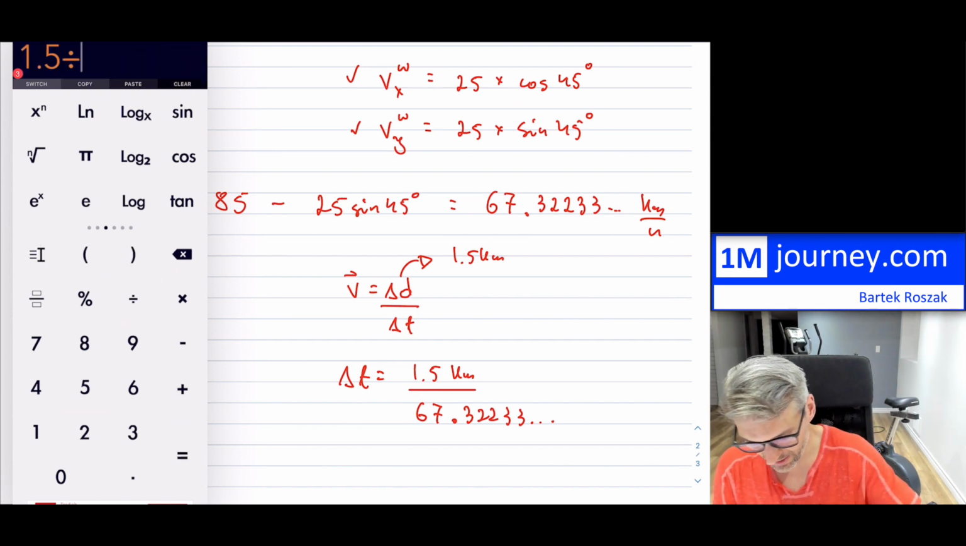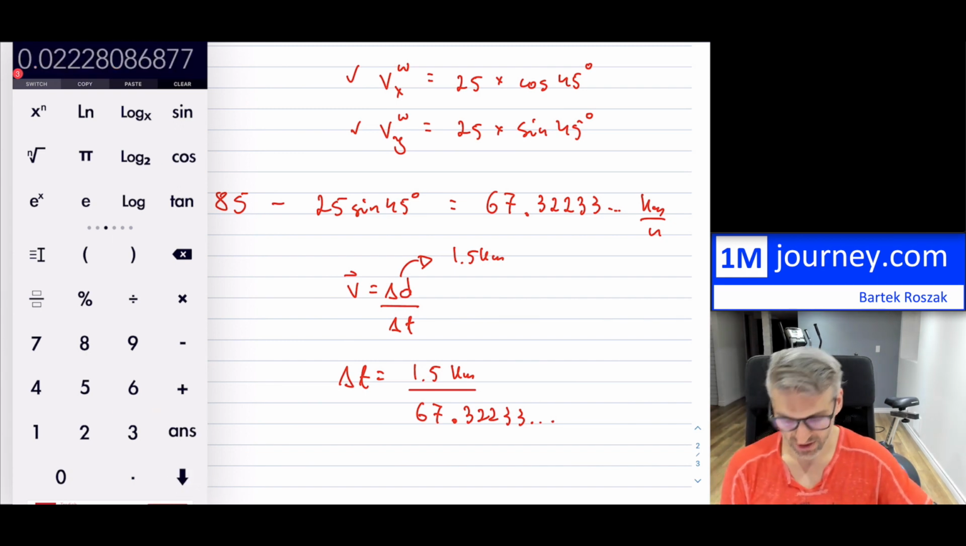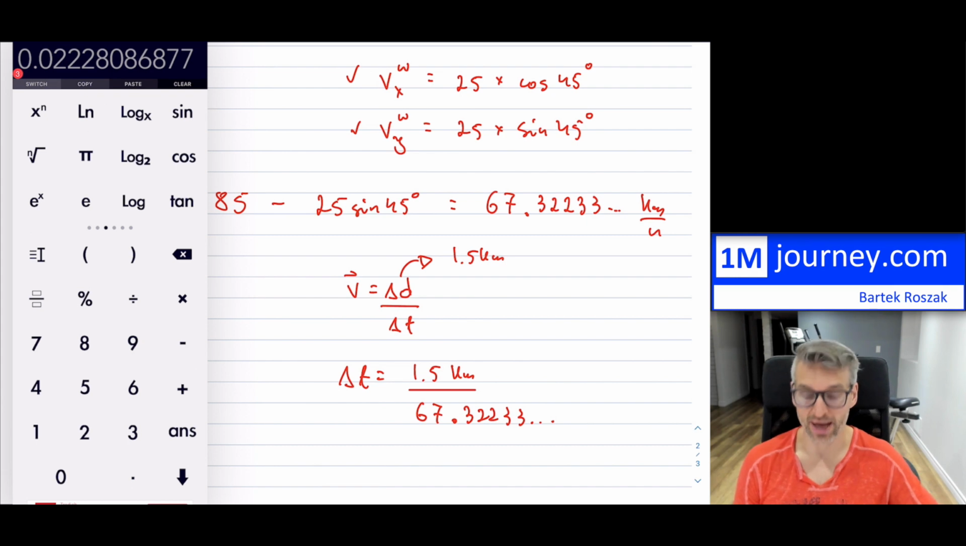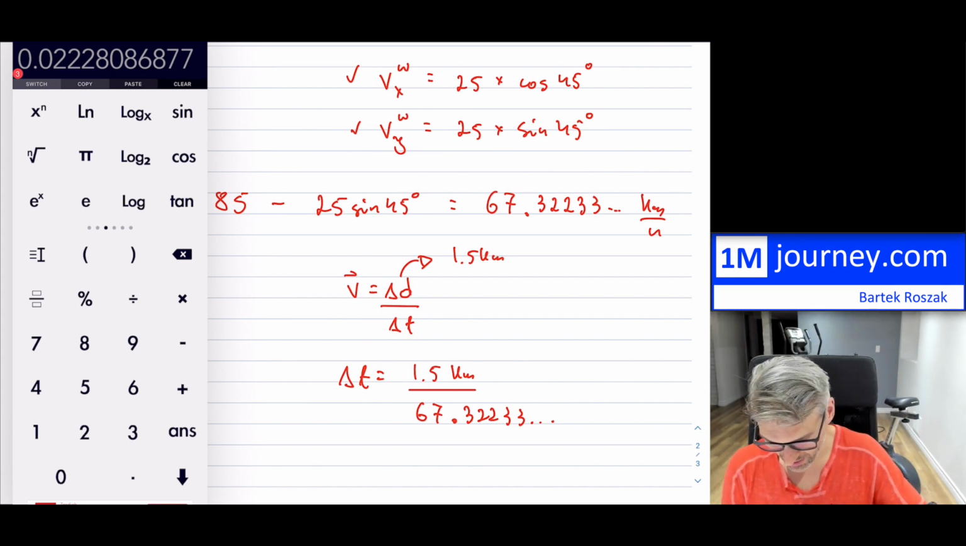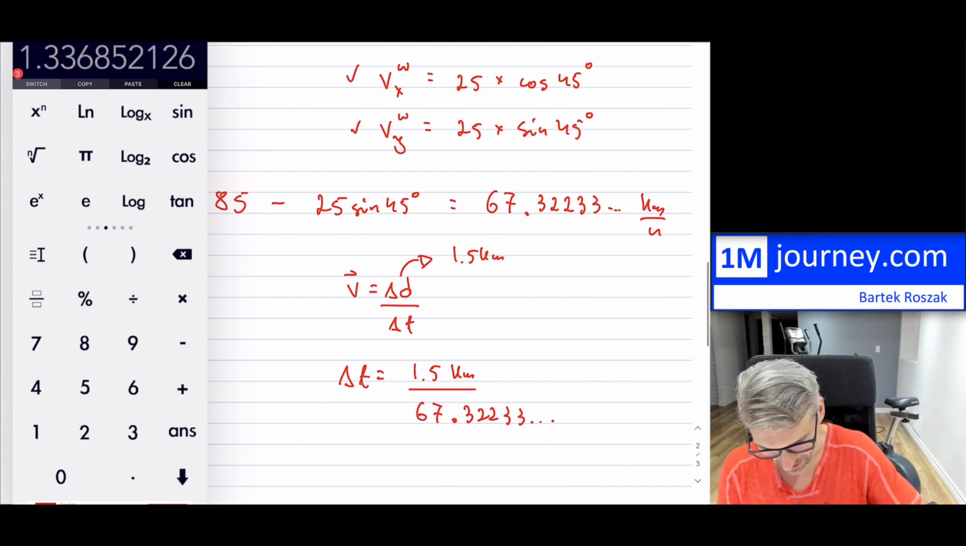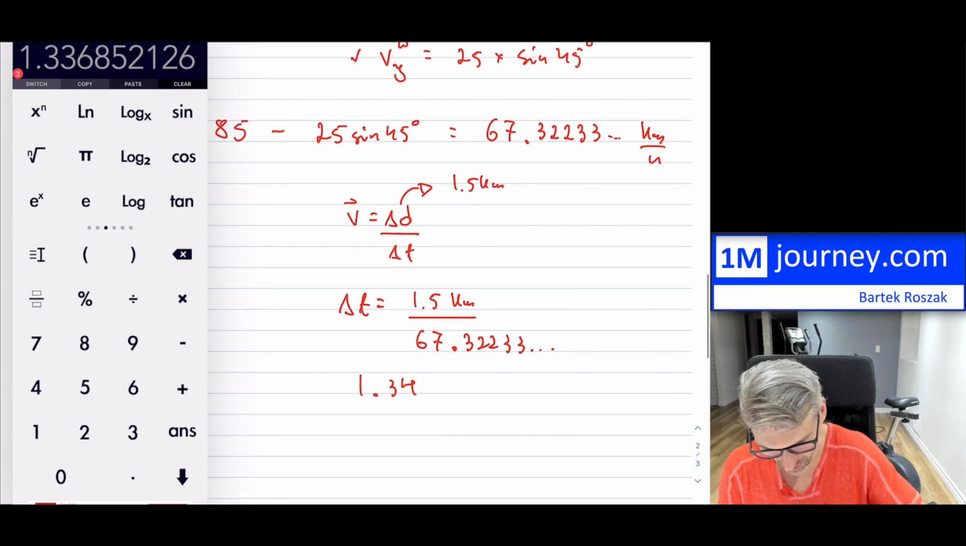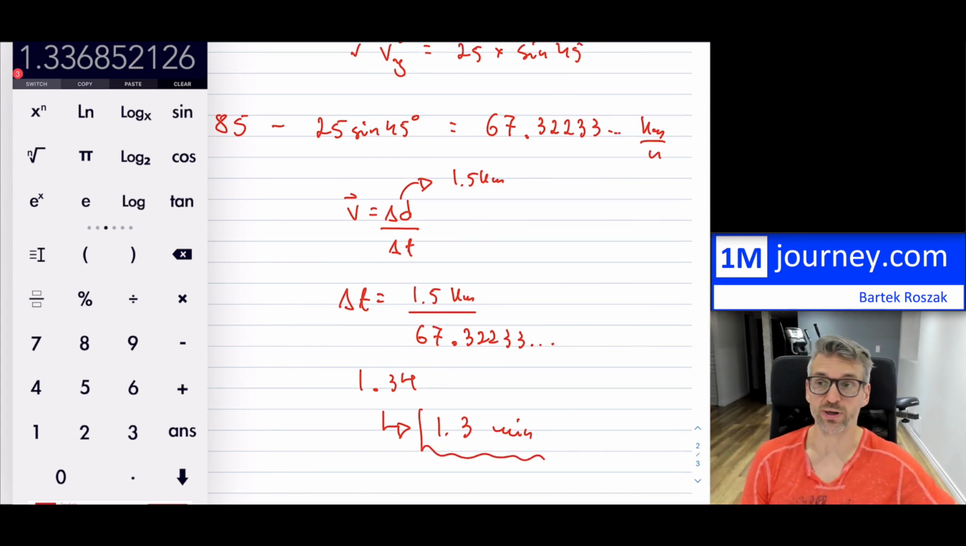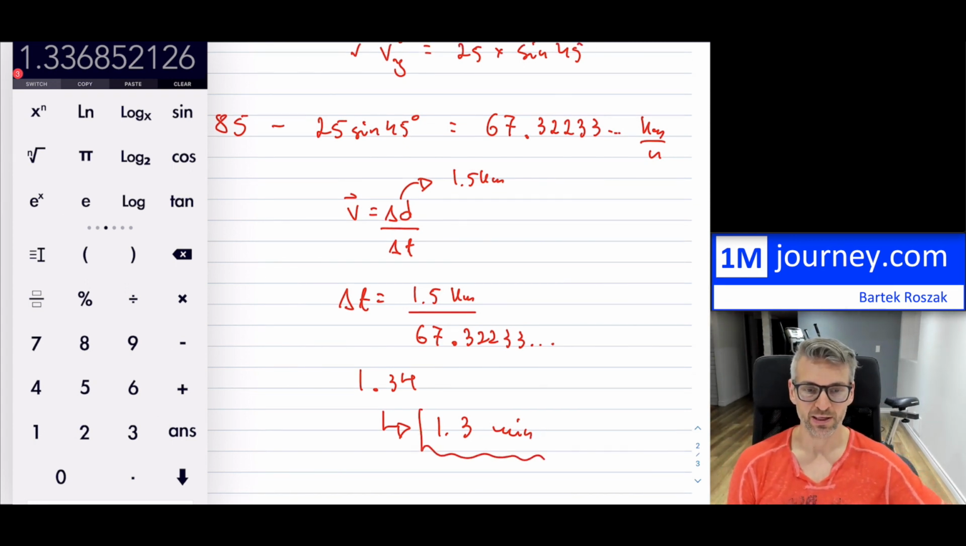So 1.5 divided by 67.32233 gives us the time. So it's going to take us longer now. Notice it's a very short time, so maybe I'll multiply it by 60. This is approximately 1.34, or rounded to 2 decimal places, minutes. So about 1.3 minutes, or about 1 minute and 20 seconds, give or take. So that's what it would have been. It would have taken us a little bit longer.